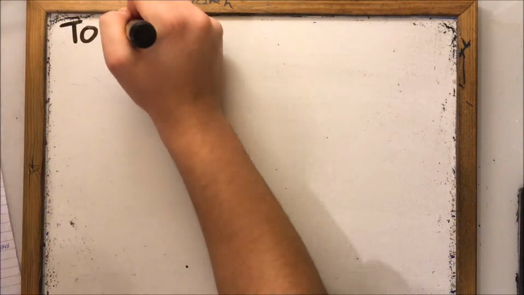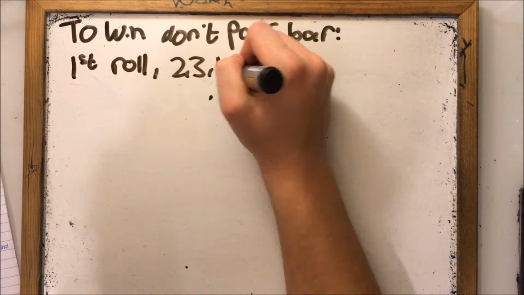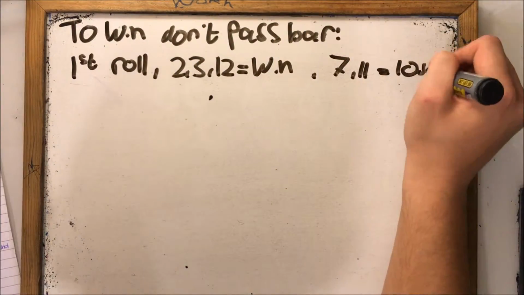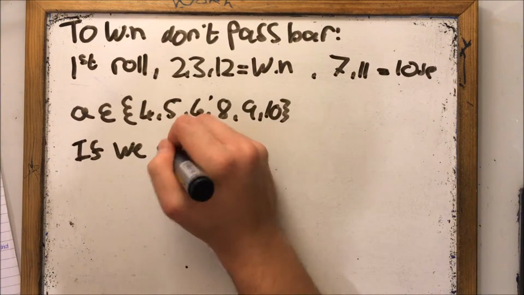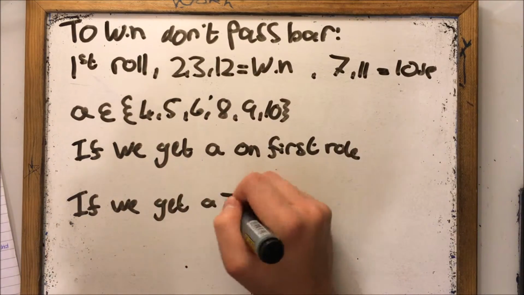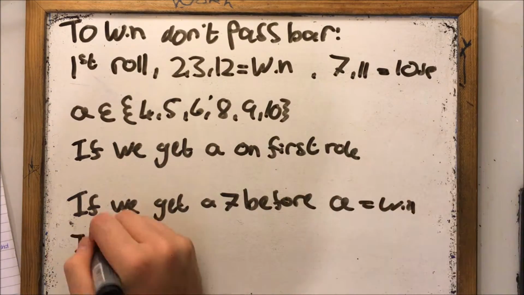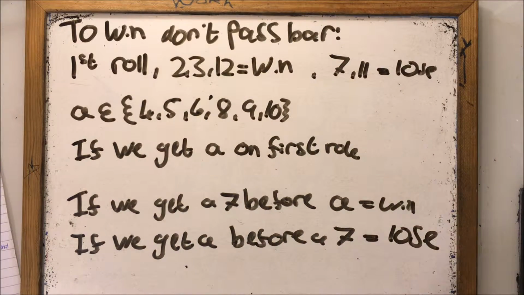Now we're going to look at the don't pass bar and do another quick refresher of the rules. On the first throw, if a 2, 3 or 12 is thrown, the don't pass bar wins, but it loses if a 7 or 11 is thrown. If it's one of the playable numbers, 4, 5, 6, 8, 9, 10, if we get a 7 before the playable number appears again, the don't pass bar wins, and if we see the playable number again before the 7, the don't pass bar loses.